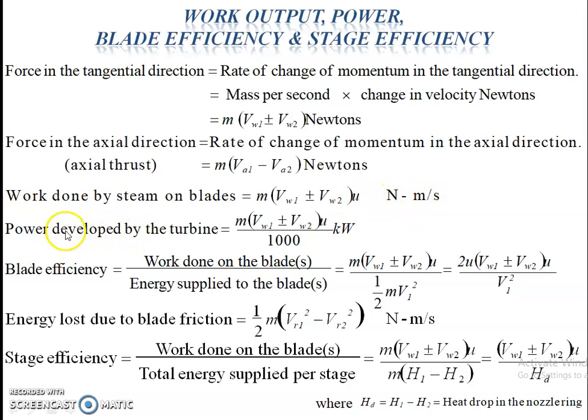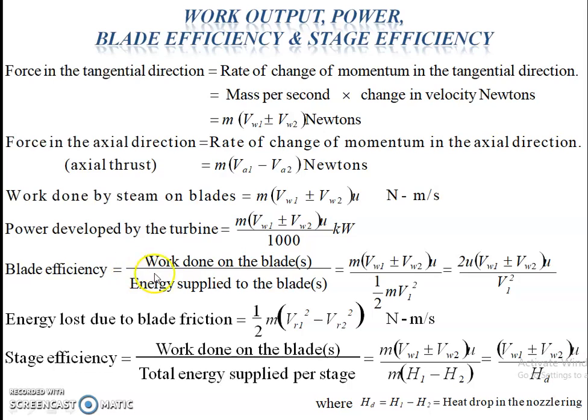For the power output of the turbine, there are three important things. One is power output, second is blade efficiency, third is stage efficiency. From the problem point of view, you should find out first the power developed, second the blade efficiency, and third the stage efficiency.